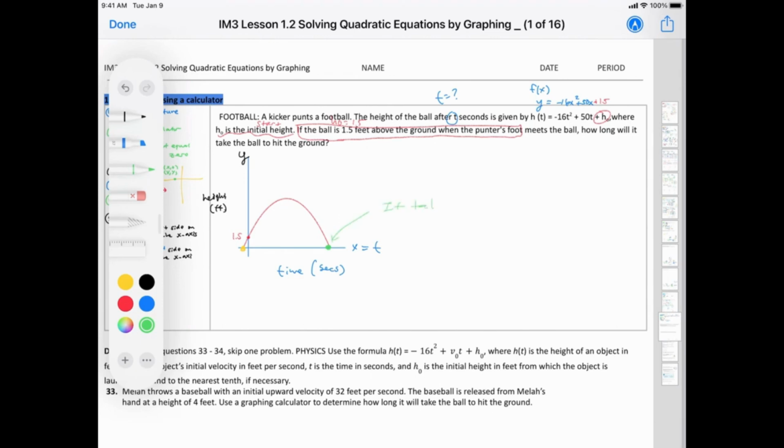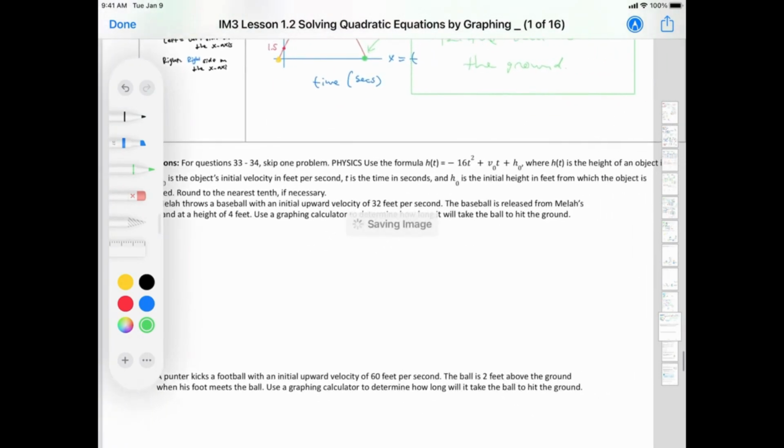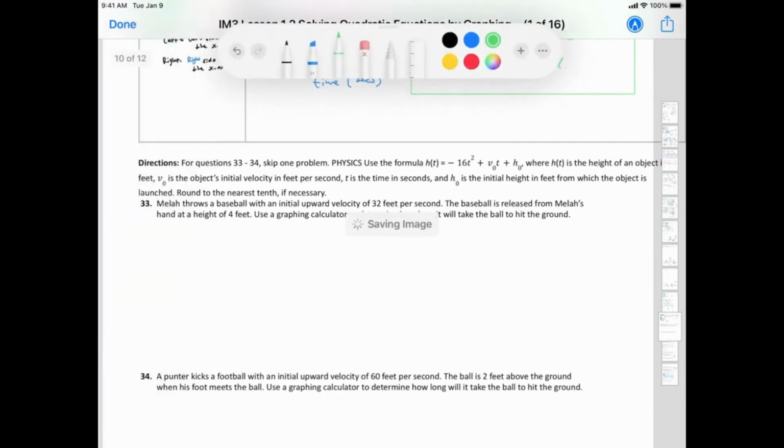It takes 3.15 seconds for the ball to hit the ground. Okay? And the questions below, you're going to have to do a little bit more work. And what I mean by that is you're going to have to do a little bit more substituting. Okay? So go ahead and pick one, and if you want to see them and do it together, let's do it together.